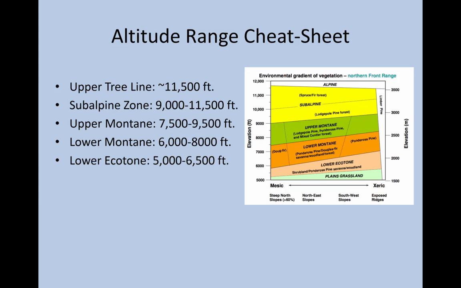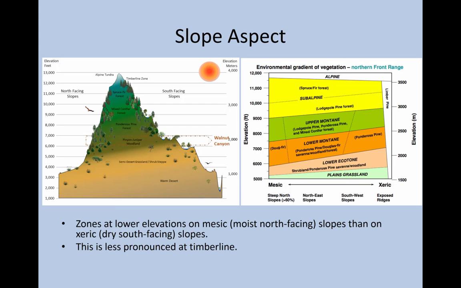So why is there this overlap? Well, one of the biggest pieces of the answer deals with slope aspect. We've discussed a little bit about the difference between north-facing, or mesic, and south-facing, or xeric slopes. And we tend to find different life zones occurring at lower elevations on the north-facing mesic slopes and at higher elevations on the south-facing xeric slopes.